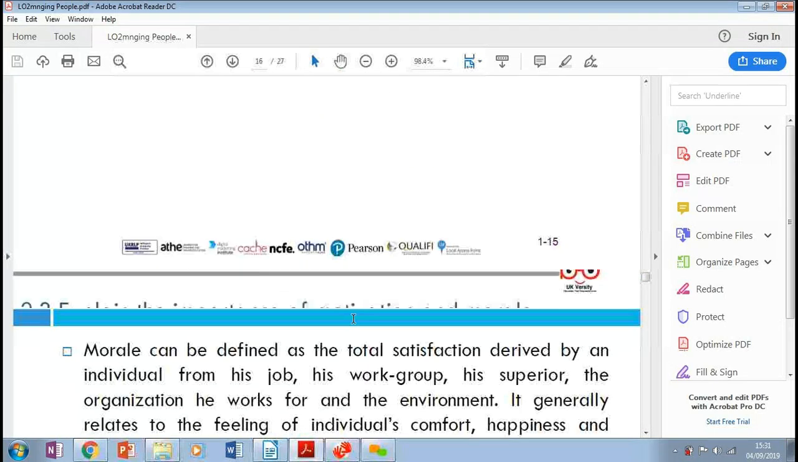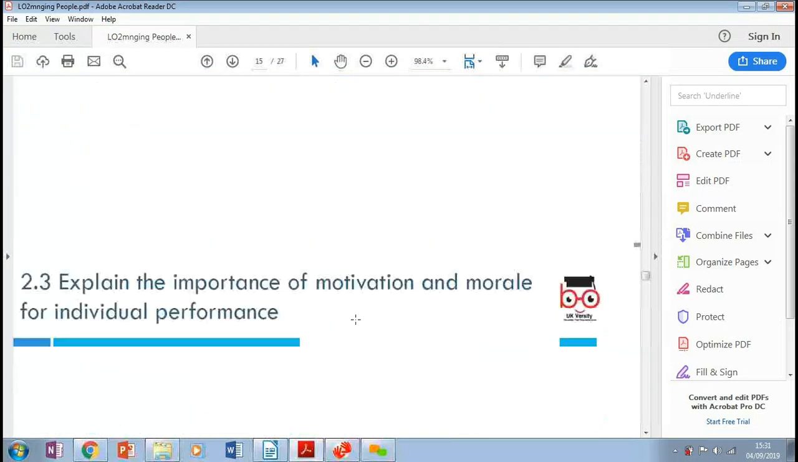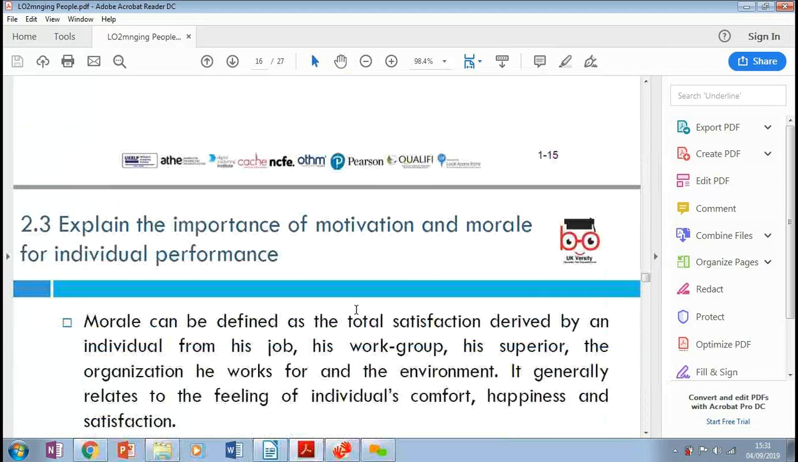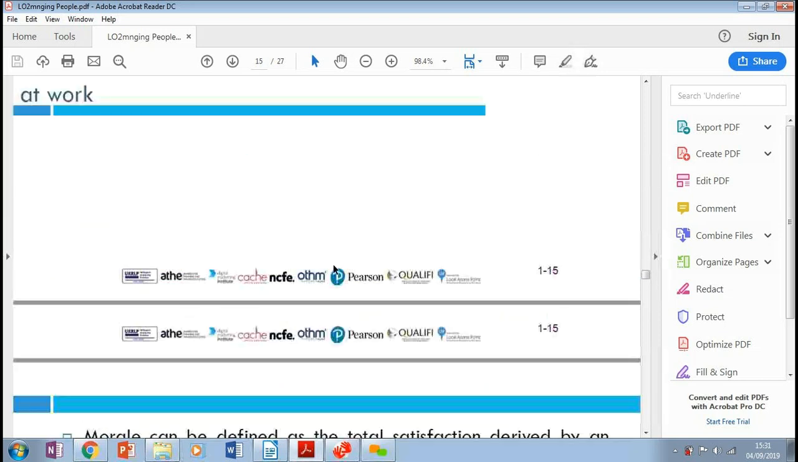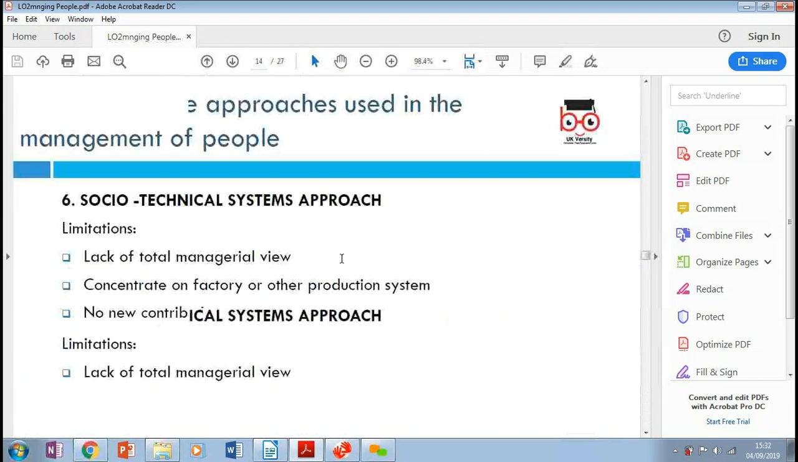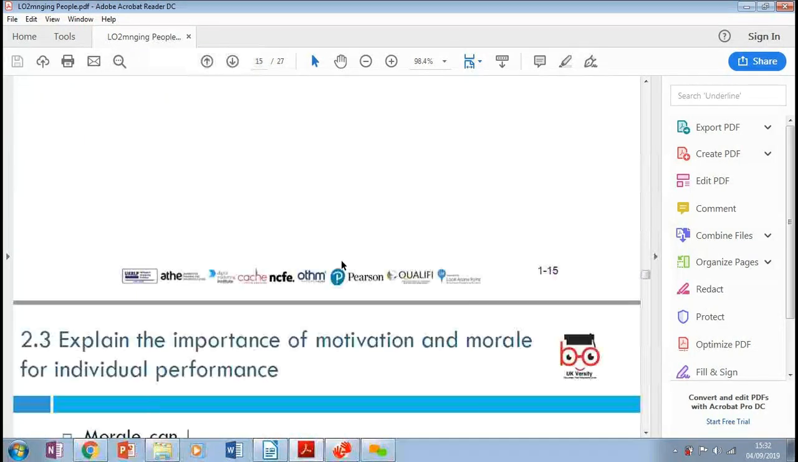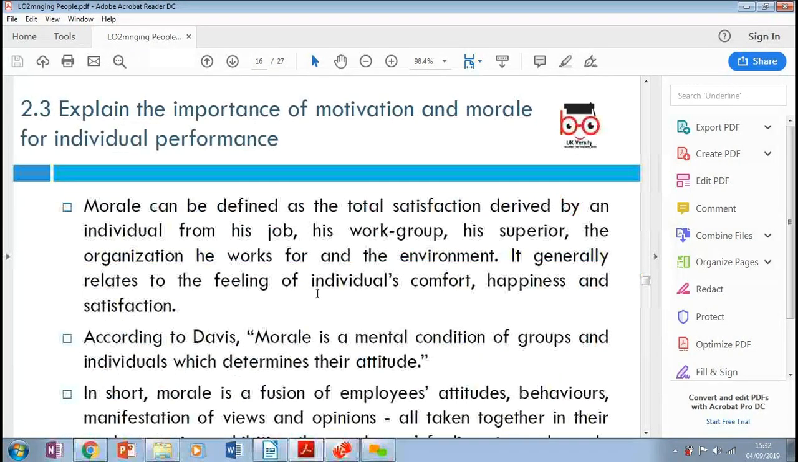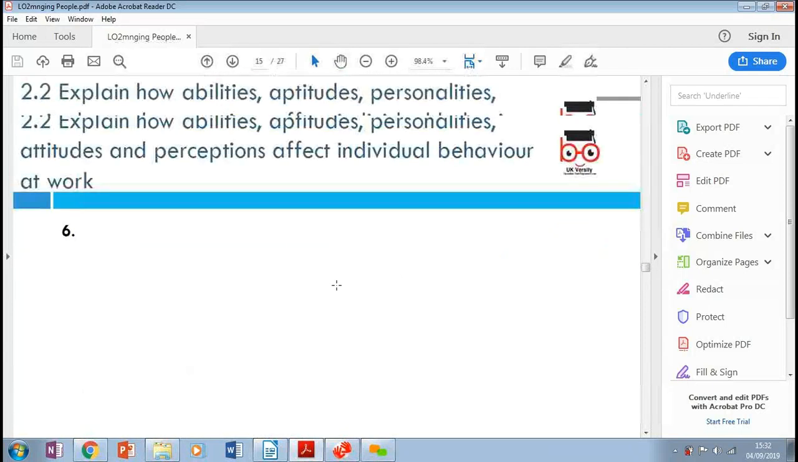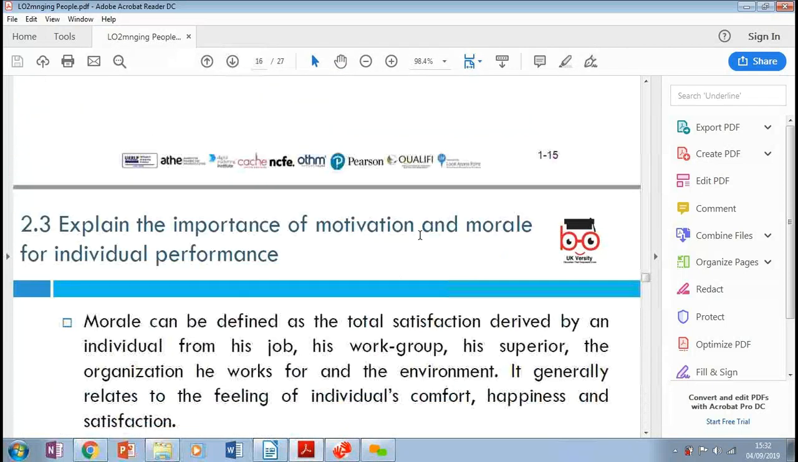This is 2.2. Okay, 2.3. That's a bit strange. So here, we're looking at theories. This one here is one of the learning objectives: explain the importance of motivation and morale for individual performance. So we've looked at various theories. This is a kind of continuity here. There's a bit of a break in continuity here, okay? But let's just take it in stride.